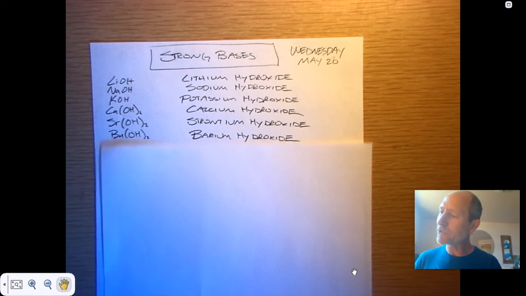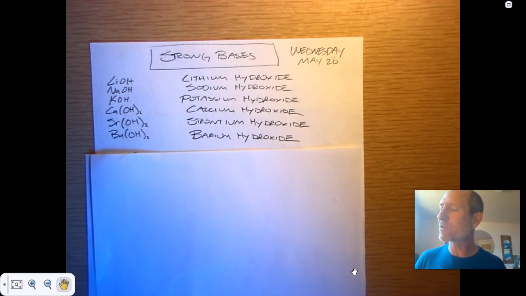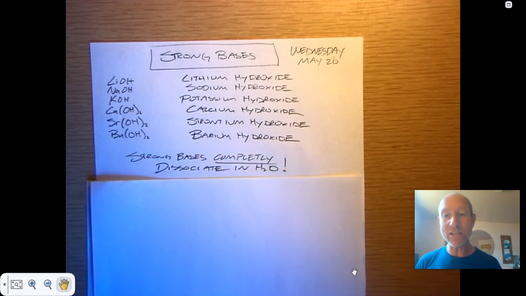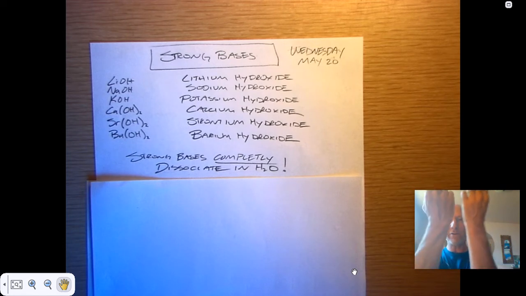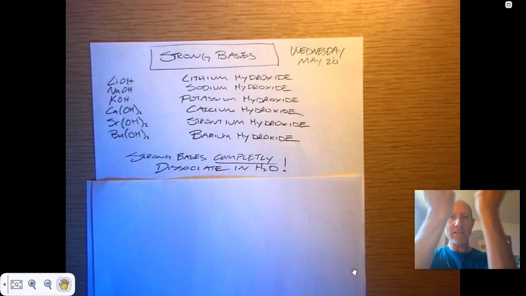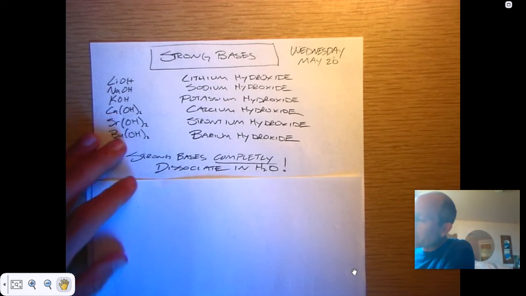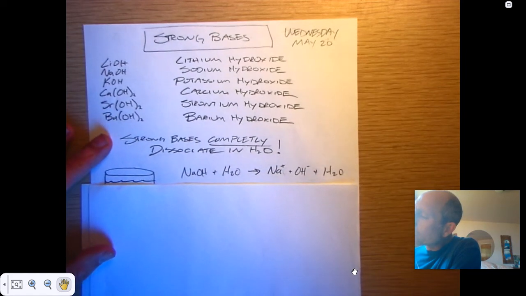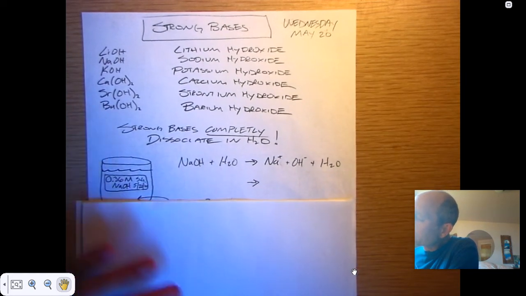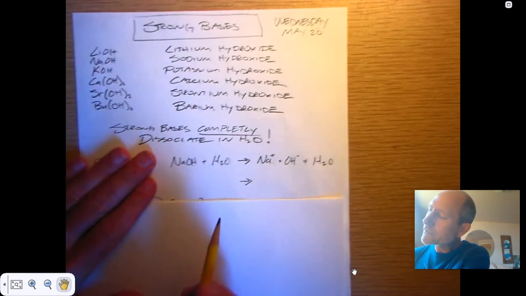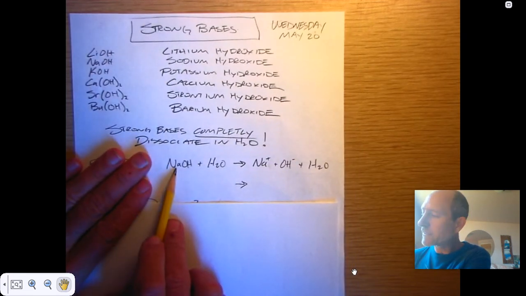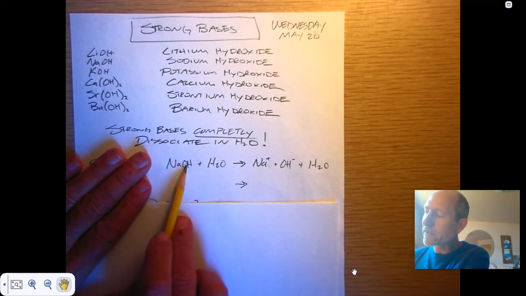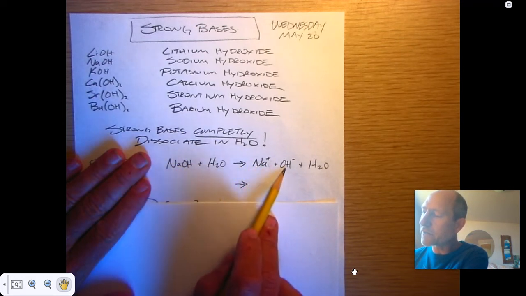So the deal with strong bases is the same as the deal with strong acids, is that they dissociate completely. And remember, dissociate means to turn from one unit with two parts into two units with one part. Yeah? Okay, that's good. So let's see here. Let's take some sodium hydroxide and let's put it into some water. It's going to dissociate into sodium ions and hydroxide ions.